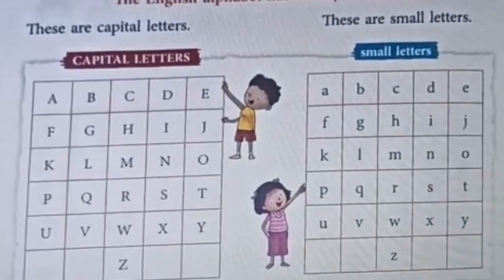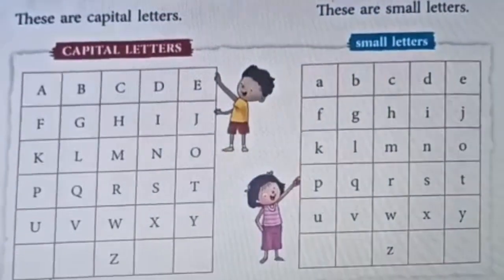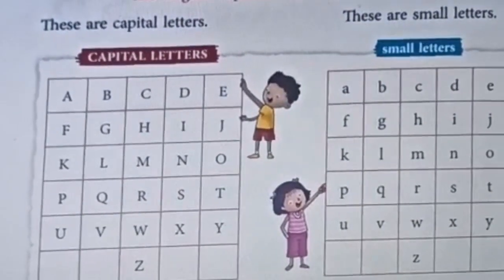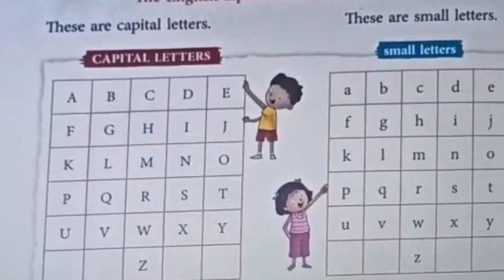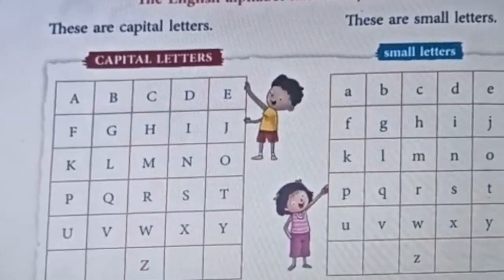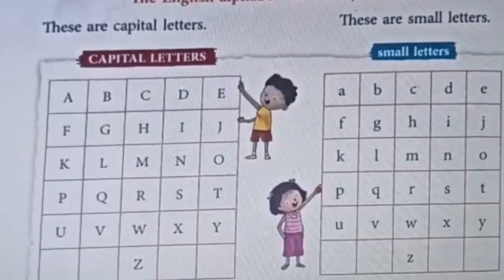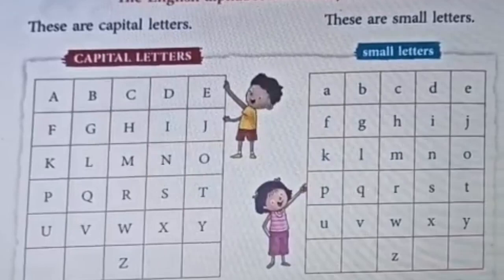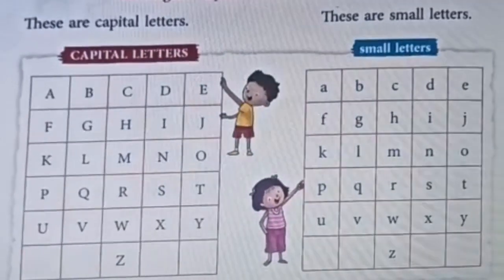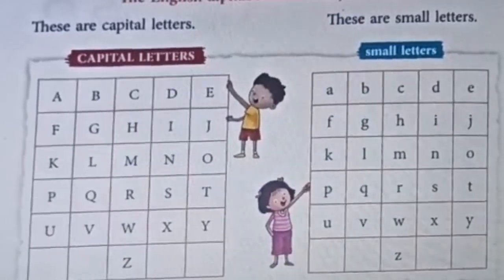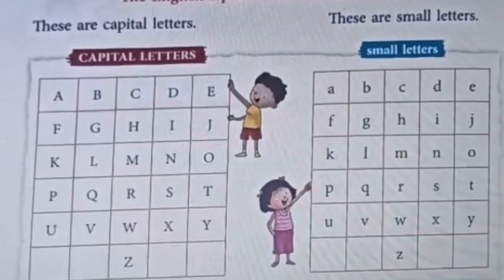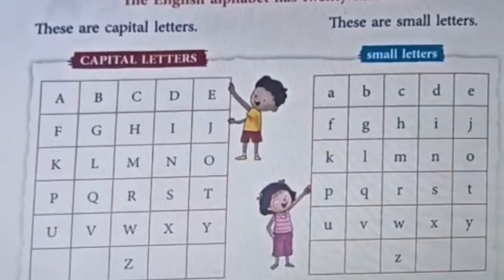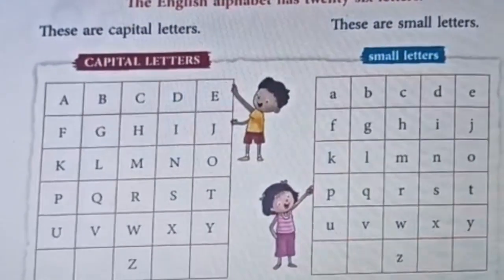There are total 26 letters. You can read on the screen. The English alphabet has 26 letters. Now let's learn about the capital letters. You can see here these are the capital letters, and you can see these are the small letters. On the left hand side it is capital letters, on the right hand side it is small letters, that is A to Z.